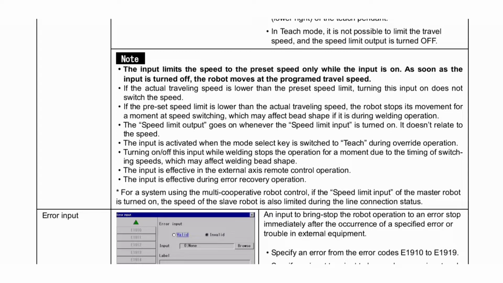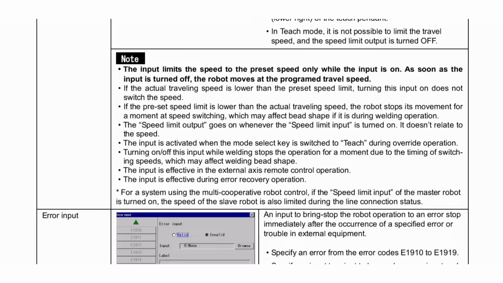As soon as the input is turned off, the robot moves at the programmed travel speed. If the actual traveling speed is lower than the preset speed limit, turning this input on does not switch the speed. If the preset speed limit is lower than the actual traveling speed, the robot stops its movement for a moment at speed switching, which may affect bead shape if it is during welding operation. The speed limit output goes on whenever the speed limit input is turned on. It doesn't relate to the speed.